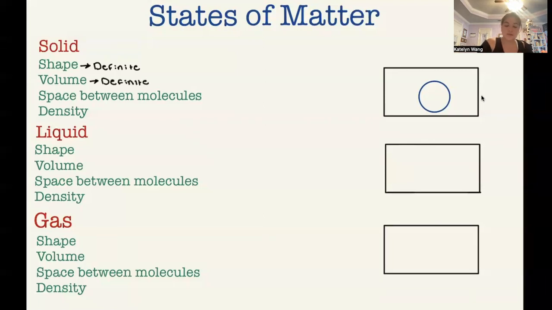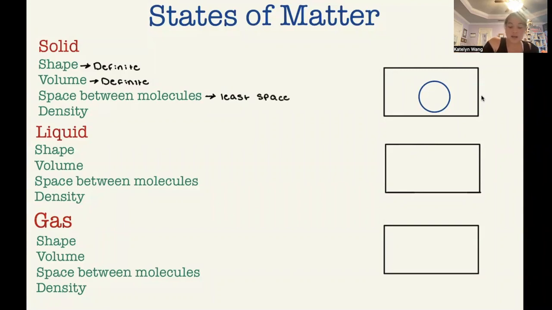Now, to think about the space between molecules, I want you to think about what you think of when you see a solid. So this circle might be solid steel, which means it's very compact and it's very close together. So the space between the molecules is going to be very little. So there's the least space between molecules when compared to liquids or gases. It's going to be the most compact.